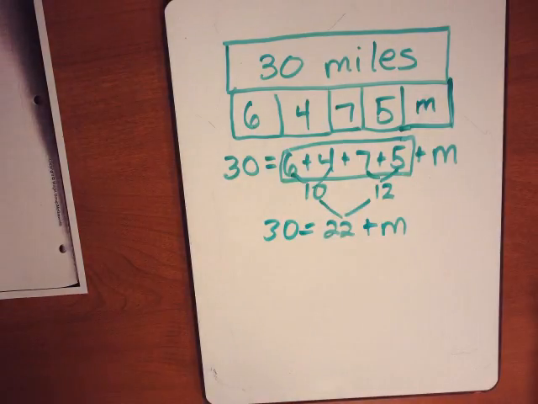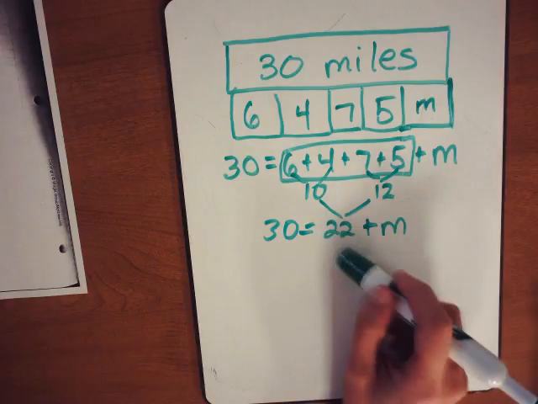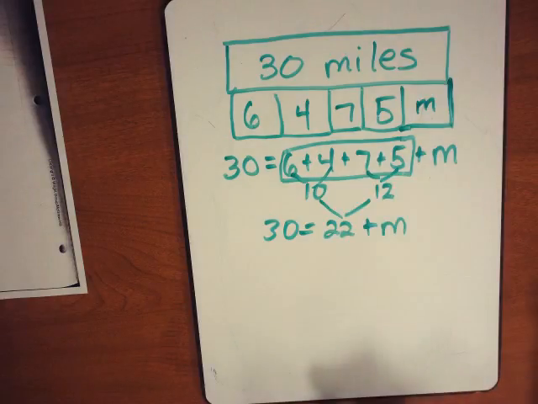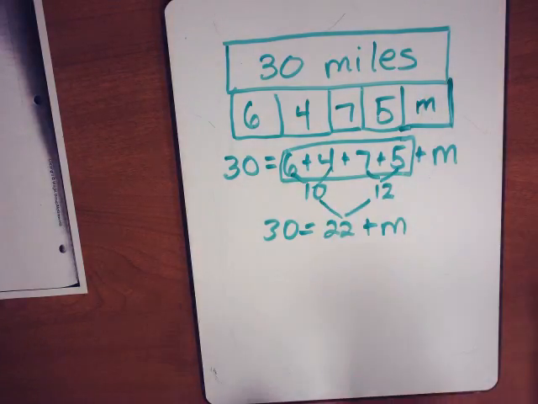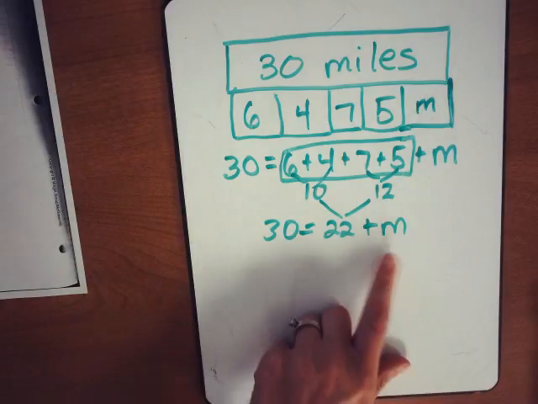A couple of different ways I can do this, right? I can put 22 in my brain and count up to 30. Or I can do using fact families. I can do 30 minus 22 to figure out what my other part is. Go ahead, whichever way makes most sense to you. Go ahead and in your notebook, do a number sentence and figure out what that missing M is.